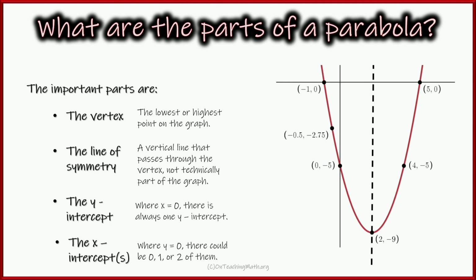Now, the x-intercepts. This equation has two of them. X-intercepts have a 0 for the y. So (5, 0) is an x-intercept. (-1, 0) is an x-intercept. Even if we didn't see the x-axis drawn, we would know that this here and (5, 0) here are both x-intercepts because they have a 0 for the y-coordinate. This equation has two of them, right here and here, but sometimes there is only one x-intercept, and some parabolas don't have any x-intercepts at all.